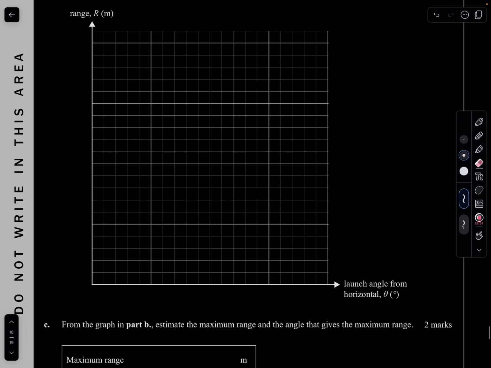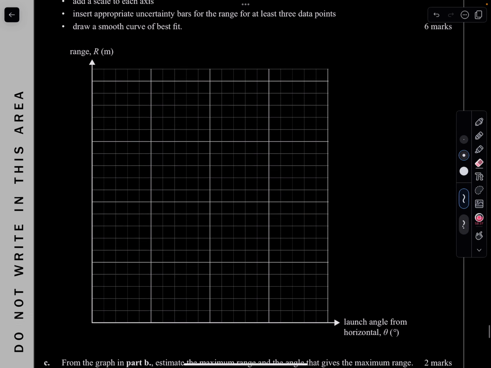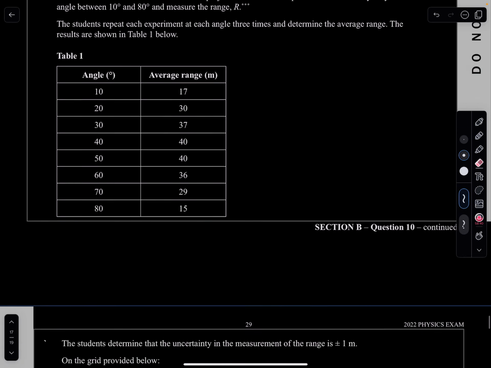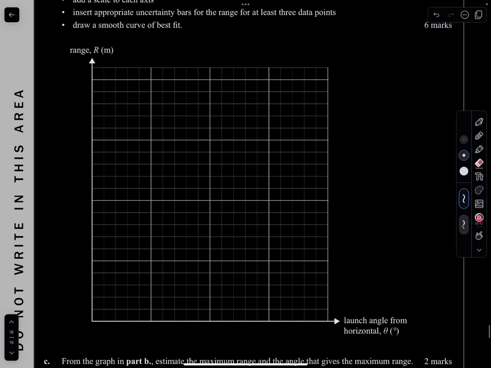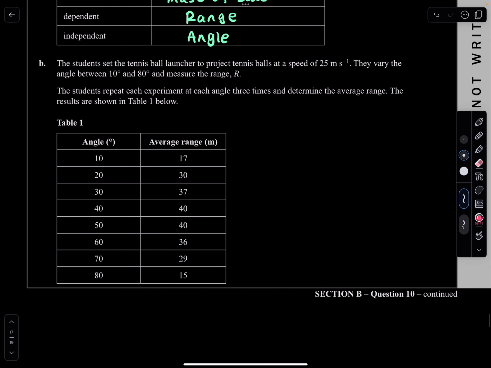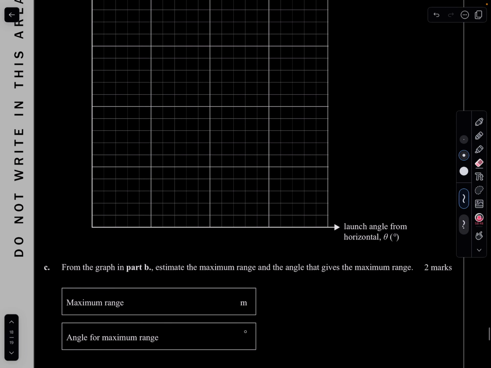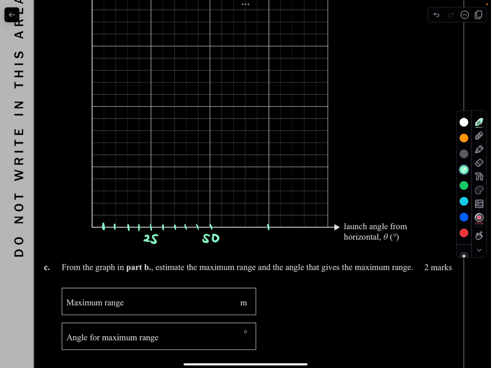Let's do that. Your independent variable is the launch angle, sorry, your launch angle. Your launch angle goes 10, 20, 30. We're going to go by 5, so each interval here is going to go by 5: 5, 10, 15, 20, 25. So that's going to be 25 here, that's going to be 50, that's going to be 75, that's going to be 100. That's what I'm thinking would be a good interval for that.